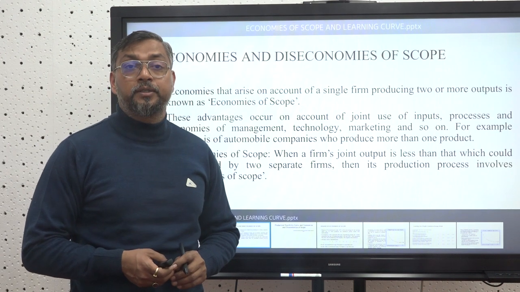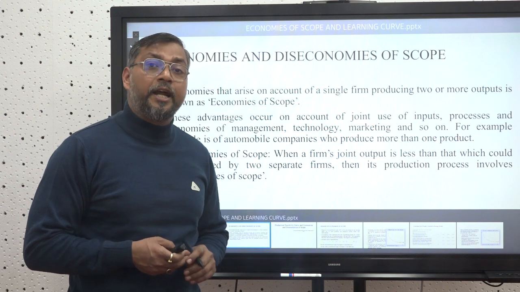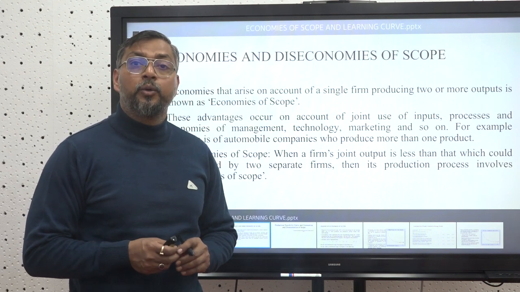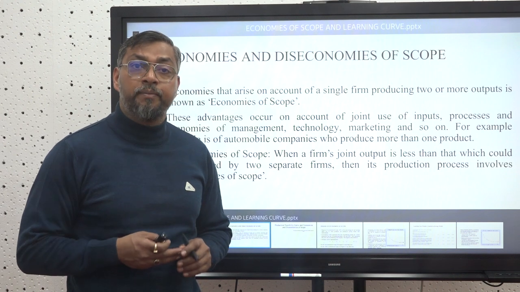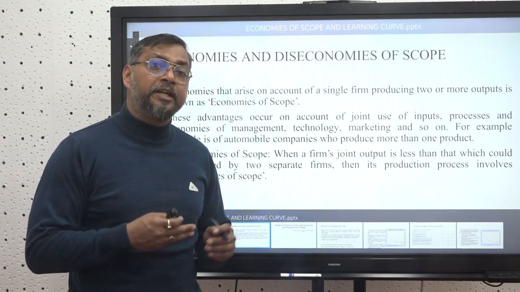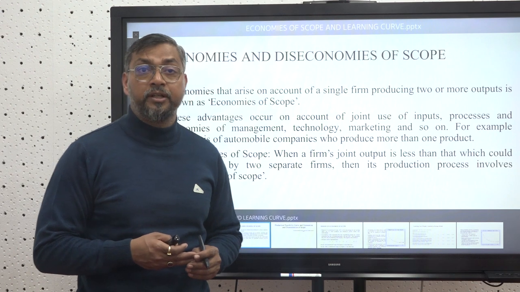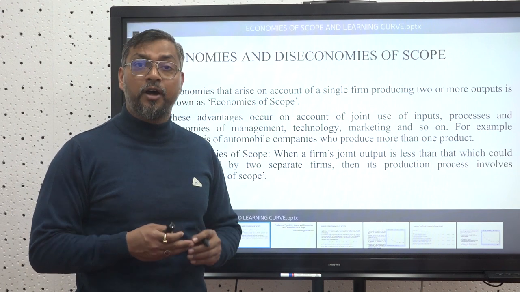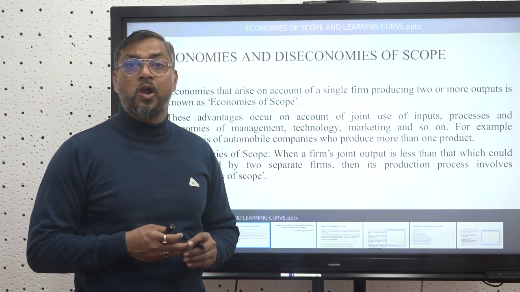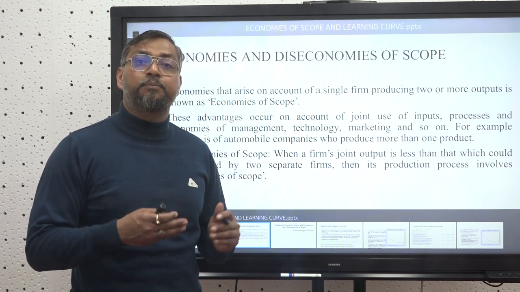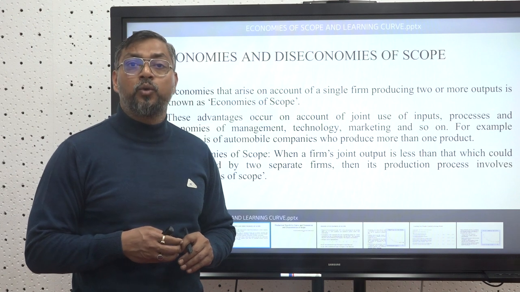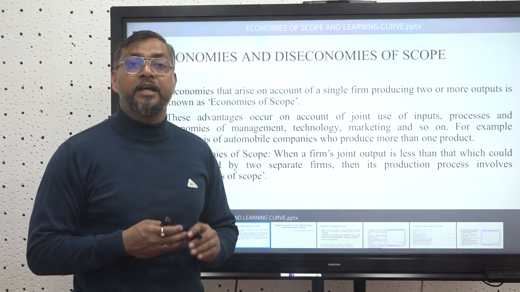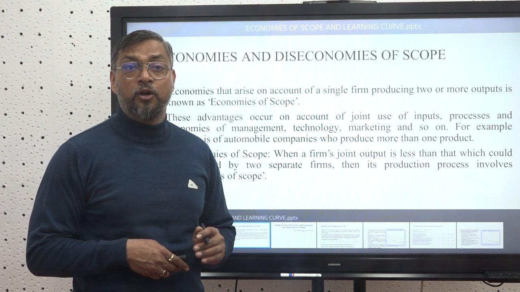In simpler terms, if there is an advantage that occurs when the firm uses the inputs in a joint manner and attains economies of production, then it is known as economies of scope. If the firm's joint output gives less benefit as compared to producing both the outputs separately, then it is known as diseconomies of scope.